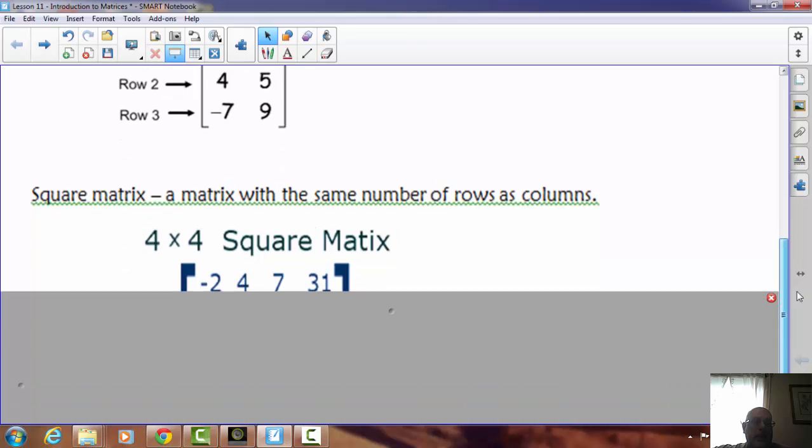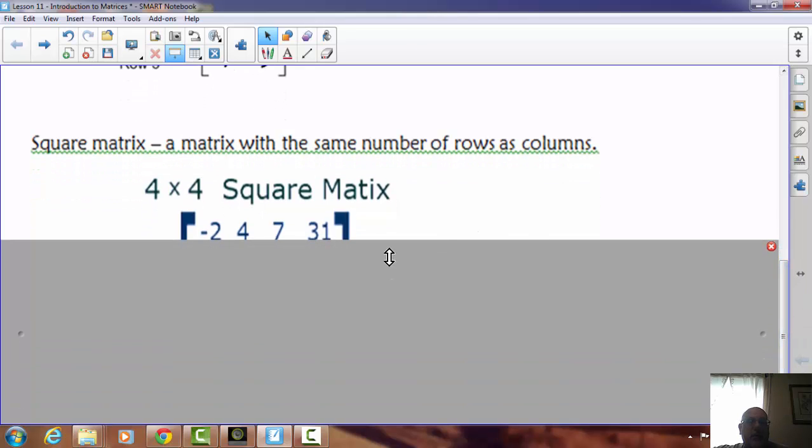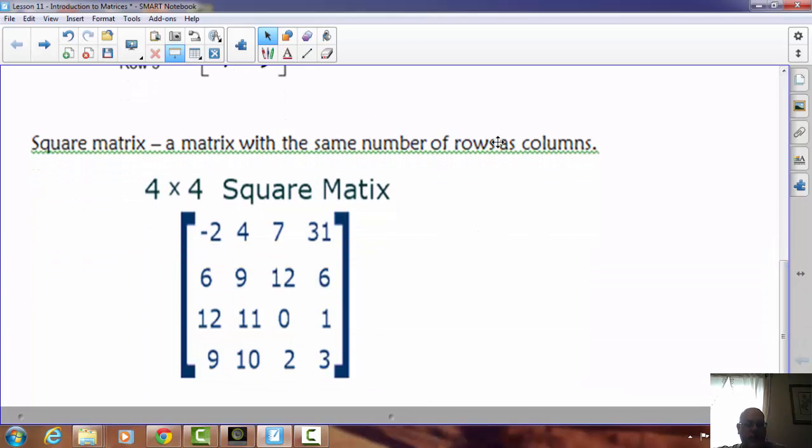A lot of matrices are rectangular, but we do have a lot of square matrices that we work with. So this is a 4 by 4 matrix. It has the same number of rows as it has columns. There are 4 rows, 4 columns.